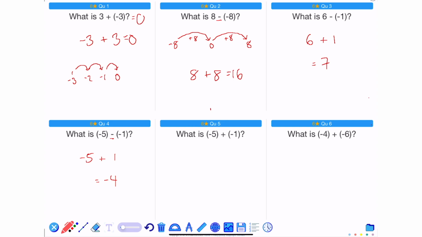With question 5, I've got negative 5, and I'm adding on another negative number. So here I'm making it more negative. So therefore, negative 5 take away 1 will be negative 6. And finally, the last one, negative 4 add negative 6. So I'm adding on a negative number, so I'll be making it more negative. Negative 4 take away 6 is negative 10.